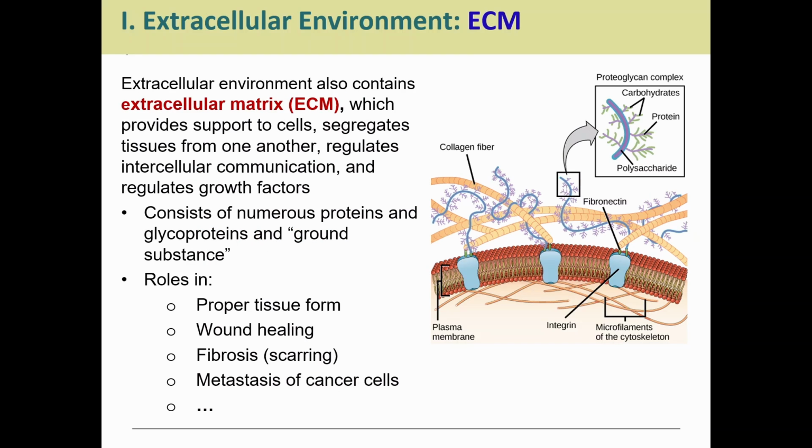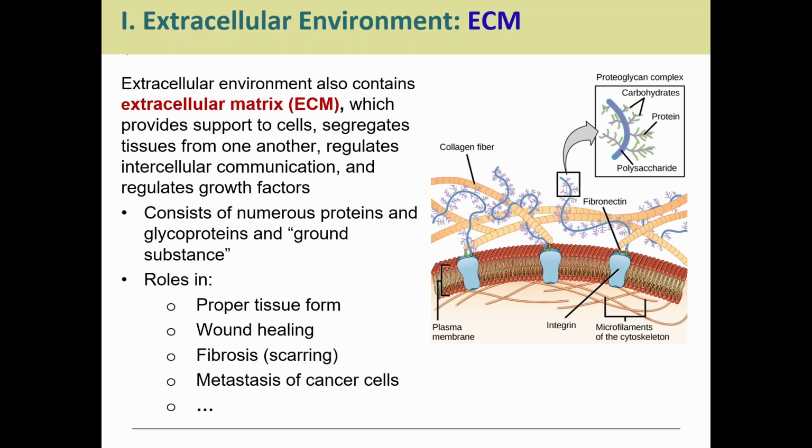Now, in that extracellular environment, it's not just a bunch of fluid. There are other substances found there as well, and that's what we call the extracellular matrix, or the ECM for short. I'm going to just call it the ECM from now on in this video, so keep that in mind. So what is the ECM for? It's going to help support cells, so physical support, think like scaffolding. It's also going to help us segregate tissues from one another, so we have some organizing going on. It's going to help regulate intercellular communication, the communication between different cells, and also help regulate growth factors so that we make more cells when we need them, but not when we're just fine.